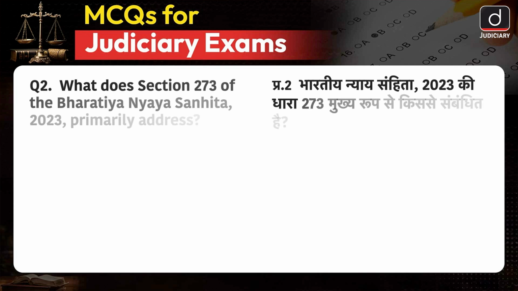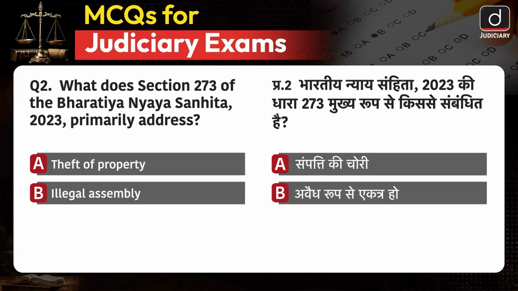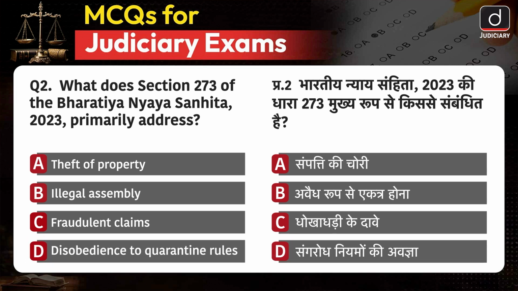Second question is, what does Section 273 of the Bharatiya Nyaya Sanhita 2023 primarily address? Option A, theft of property. Option B, illegal assembly. Option C, fraudulent claims. Option D, disobedience to quarantine rules. The correct answer is option D, disobedience to quarantine rules.